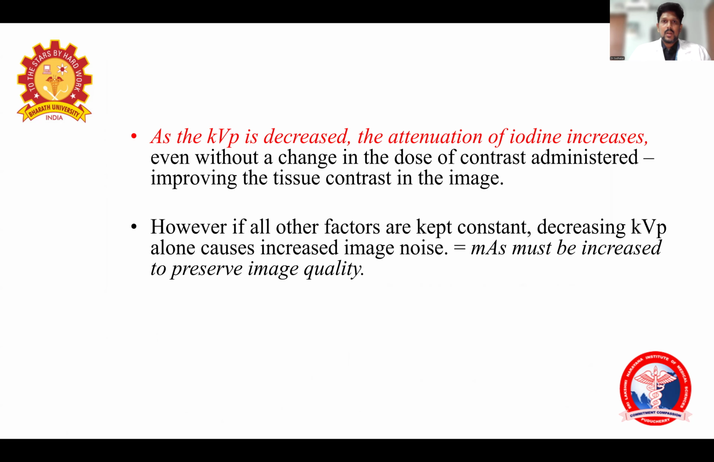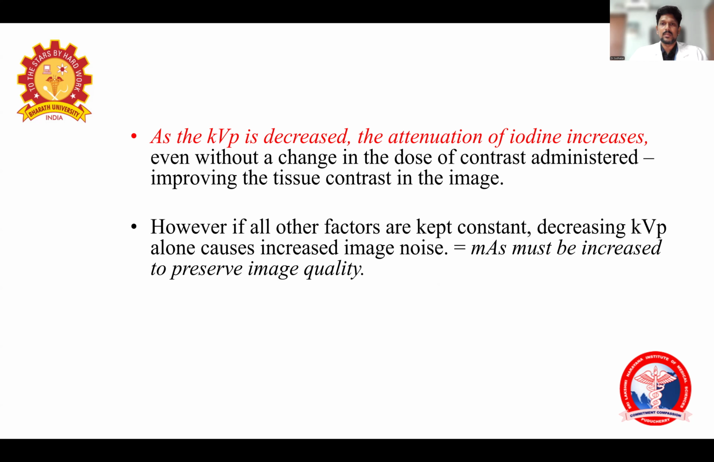So this is the one important factor which I want you guys to remember. As the kVp is decreased, the attenuation of iodine increases, even without a change in the dose of contrast administered, by improving the tissue contrast in the image. However, if all the other factors are kept constant, decreasing kVp alone causes increasing image noise. So this was the demerit which I was talking about. Whenever you reduce the kVp without altering the other parameters, you have an increased image noise.